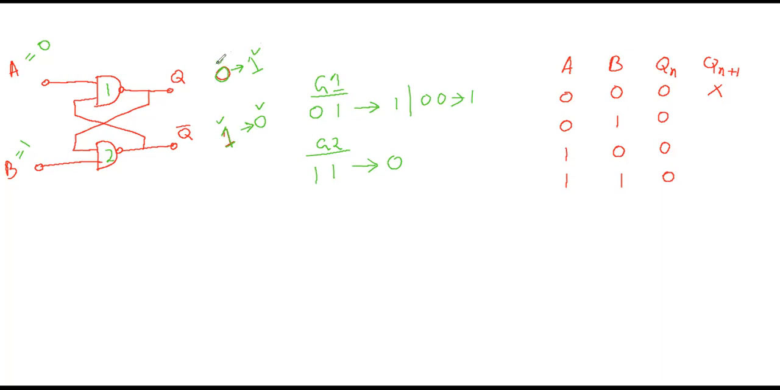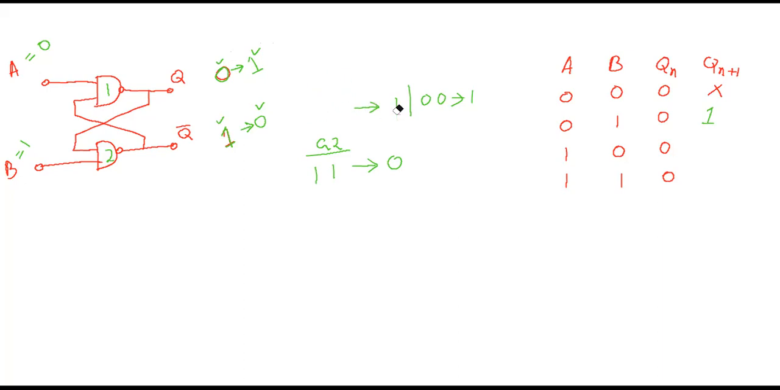So previously I assumed 0. So Qn was 0 and Qn plus 1 is 1. Have you got it or not? Yes, sir. Is it completely clear or not? Yes, sir. Okay, okay, very good.